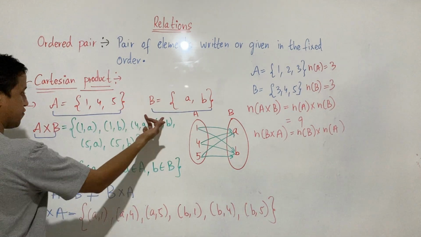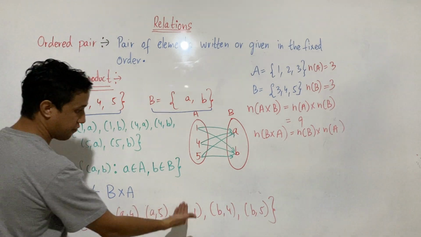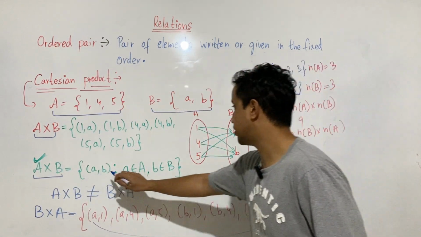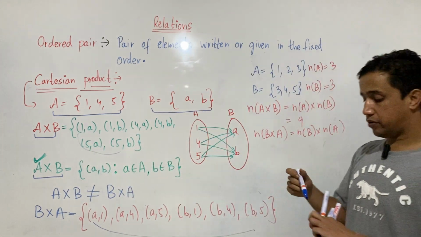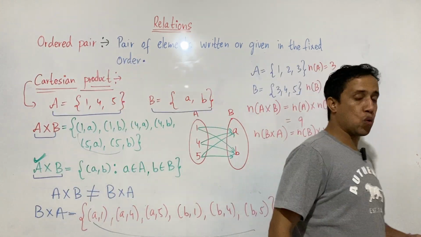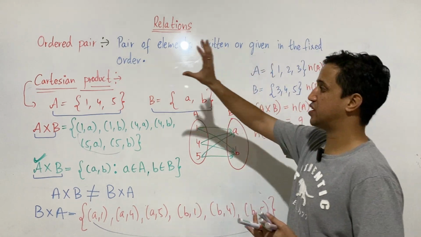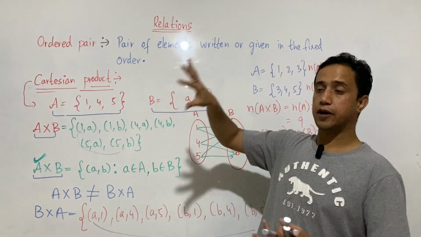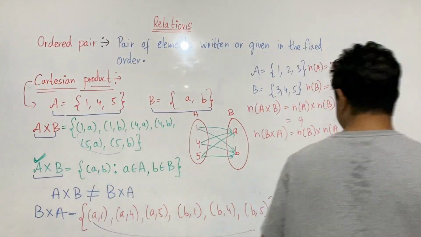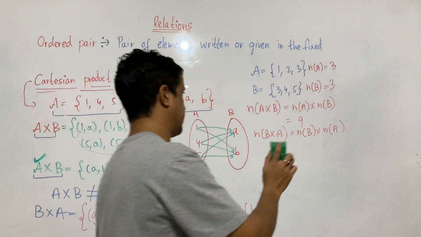See here, 1, 2, 3, 4, 5, 6. Right? Same for B cross A: 1, 2, 3, 4, 5, 6. Okay, so 6 and here 6. So always remember that the number of elements in the Cartesian product is going to be the multiplication of the number of elements present in the two sets. Understand? Okay, so if this thing is clear to you, then let's move to one more thing here.